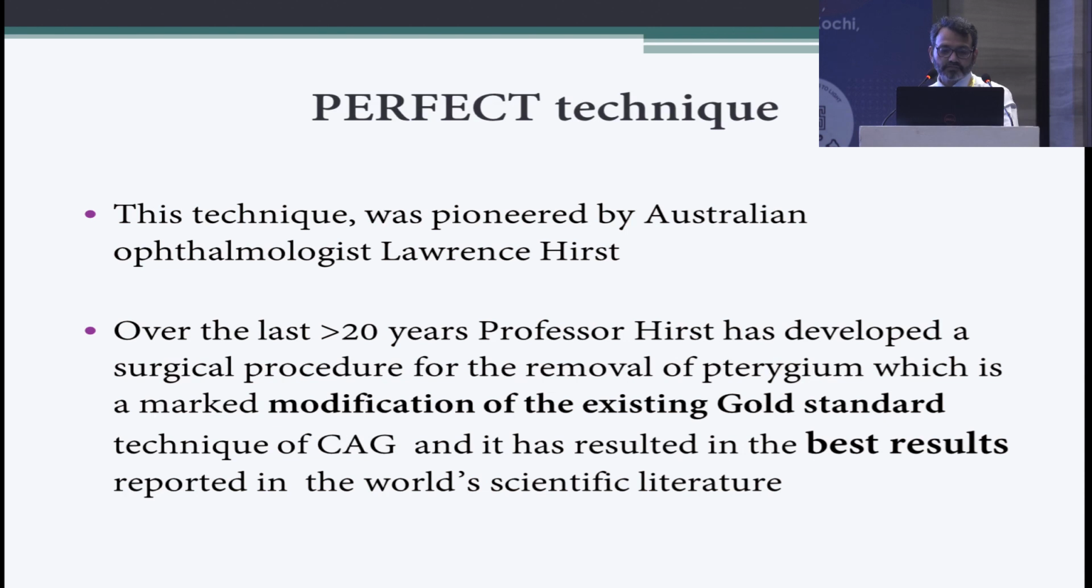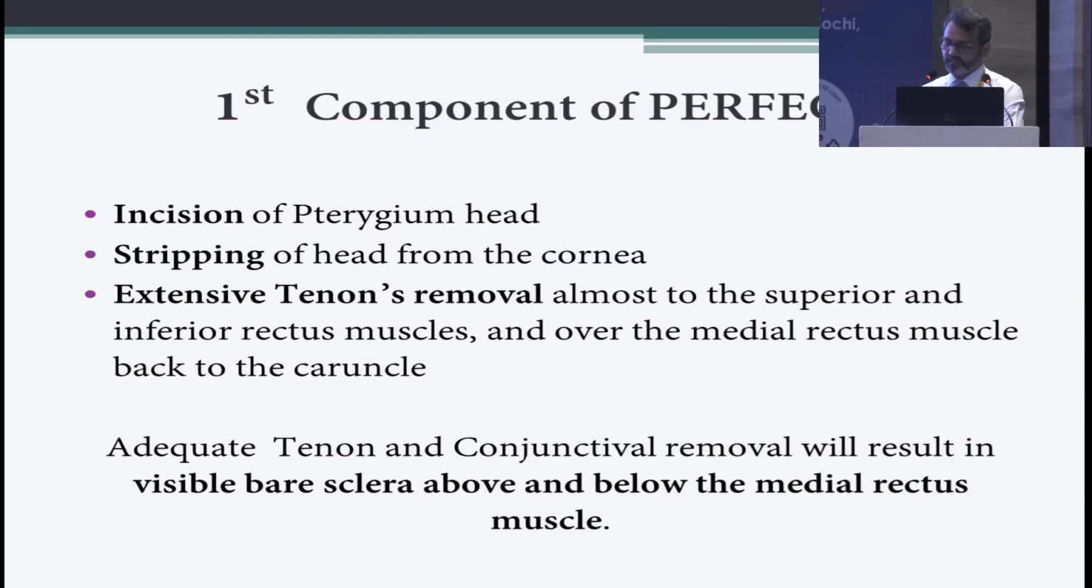Over the last more than 20 years, Professor Hirst has developed a surgical procedure for the removal of pterygium, which is a marked modification of the existing gold standard technique of CAG, and it has resulted in the best results reported in the world's scientific literature. It has got three components. The first component is the incision of pterygium head and then stripping of the head from the cornea.